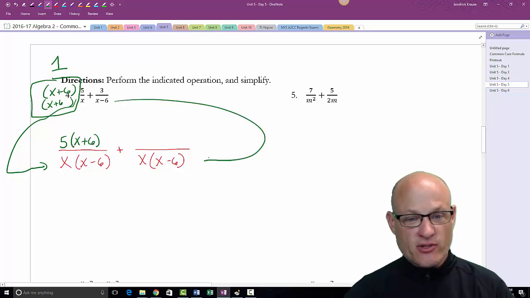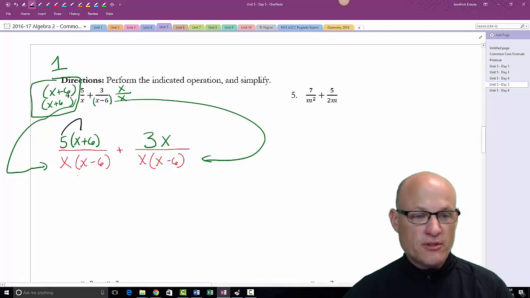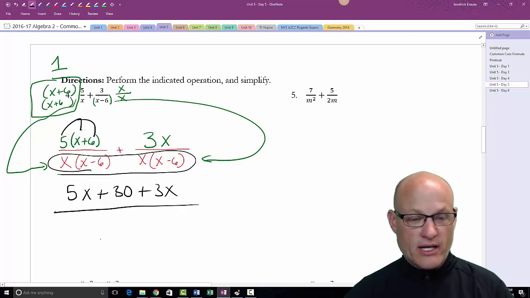To change this one's equivalent form to this, I needed to multiply the denominator by x. So I've got to multiply the numerator by x, and I get 3x. All right, let's do some distributing. That's 5x plus 30 plus 3x, all over, because now I have a common denominator, I can write it all over one denominator, which is x times (x minus 6).